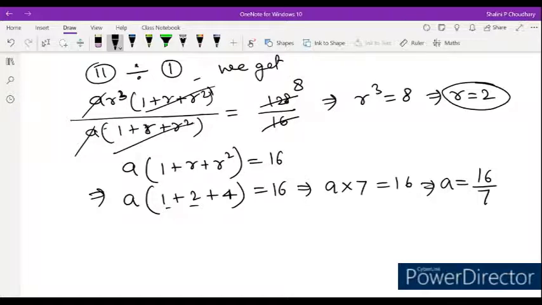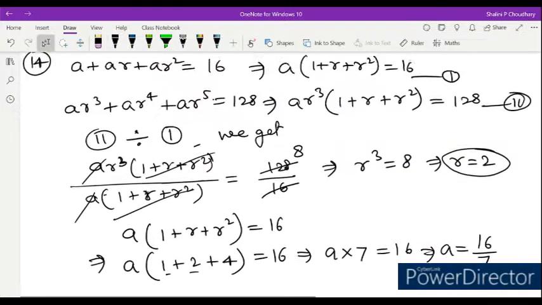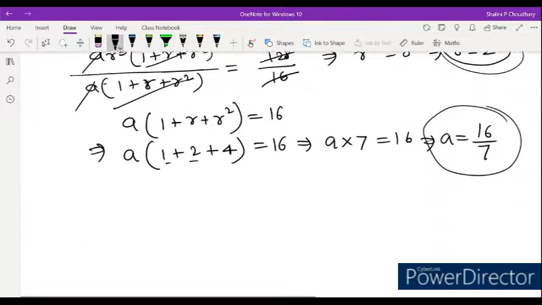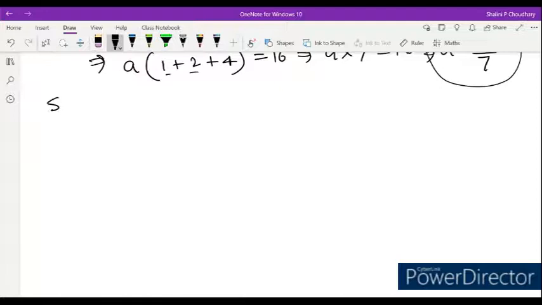Now what we have to find out: the first term, which we have found, and the common ratio, which we have found. One more thing we need to find is the sum of n terms of the GP. The sum of n terms Sn will be equal to a into r to the power n minus 1 divided by r minus 1.